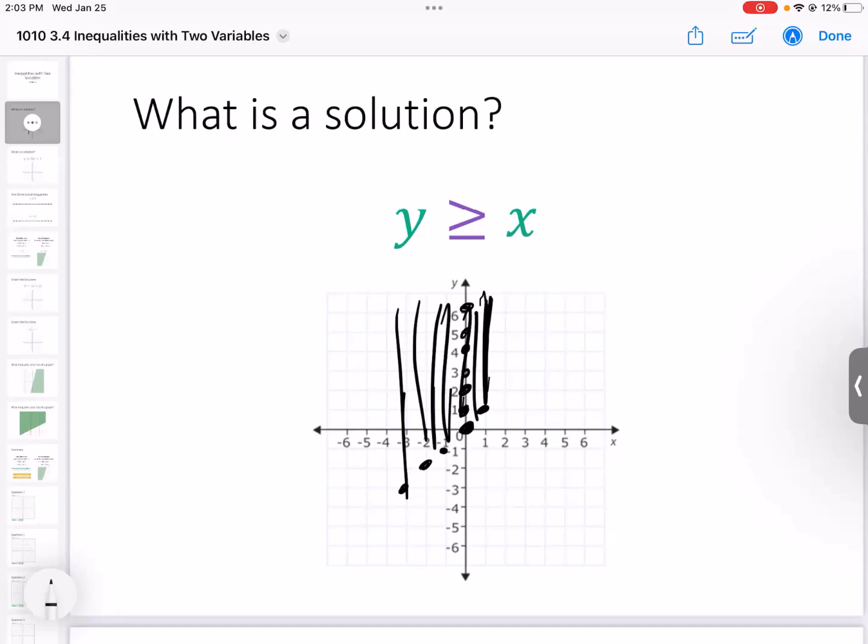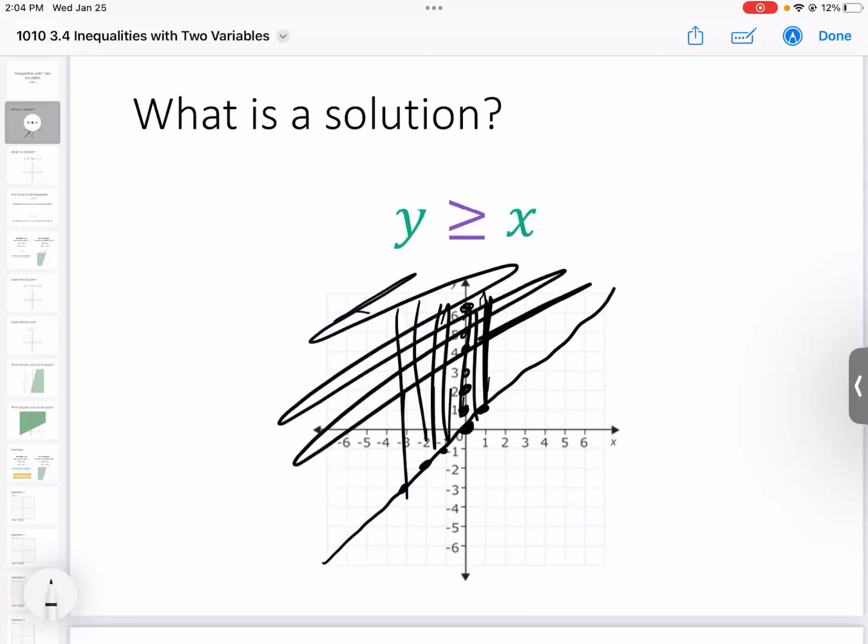And so the way that we graph these is we first start by graphing the boundary line, which is where they're equal. So in this case, our boundary line would be this line right here, because these are all the points where y equals x. And so you'd have those solutions, and then everything above it would be a solution.